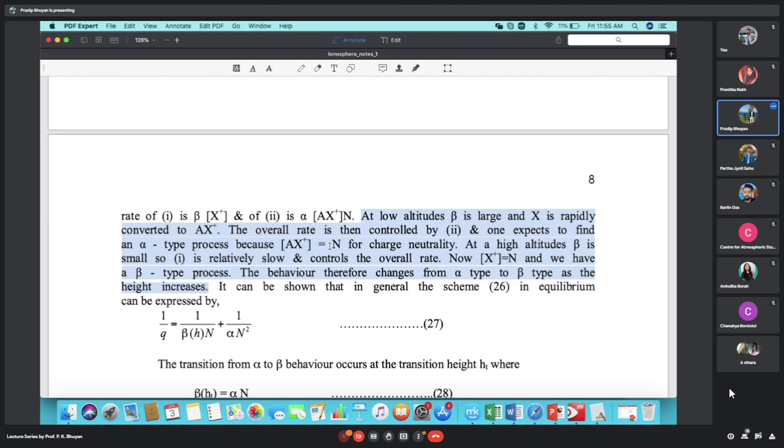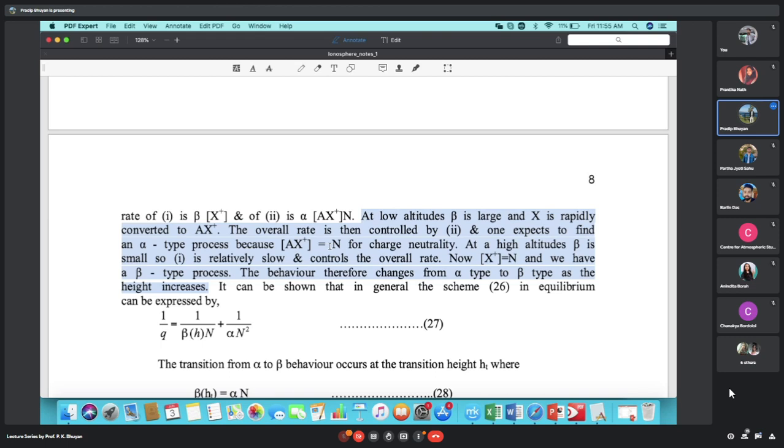But at high altitudes, beta is very slow, because you do not have many neutrals. The neutrals are less at high altitudes, so beta is a slow process. And therefore, the behavior changes from alpha type to beta type as the height increases. Alpha cannot overcome the beta at high altitudes because the rate is slow. At high altitudes, beta is small. So equation 1 is relatively slow and controls the overall rate.